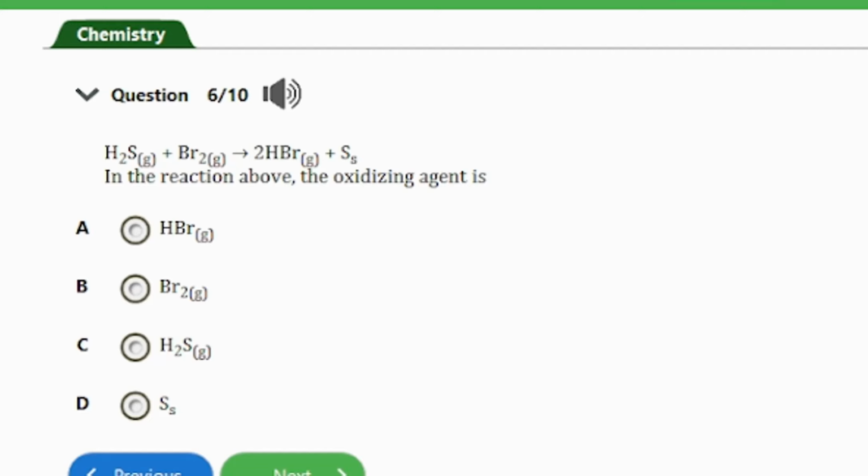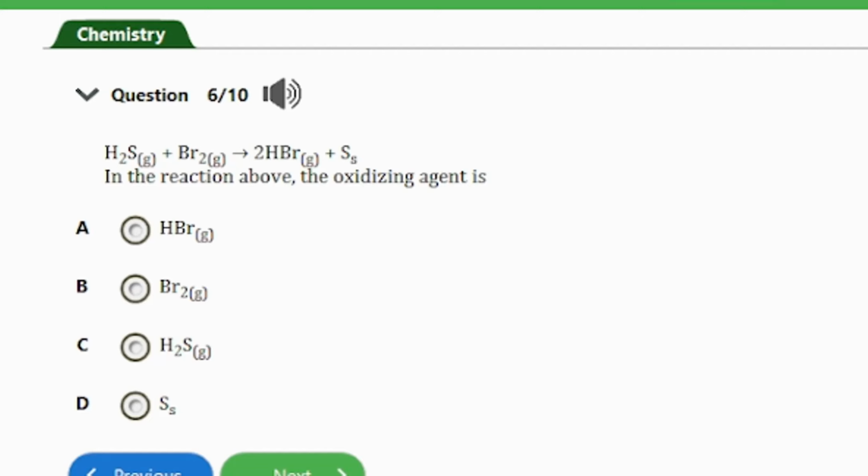So remember that another way to define oxidation is removal of hydrogen, and then reduction is addition of hydrogen. So since hydrogen is being added to this bromine gas here, that's Br2 here, it shows a kind of reduction on that. So that means it is the oxidizing agent.